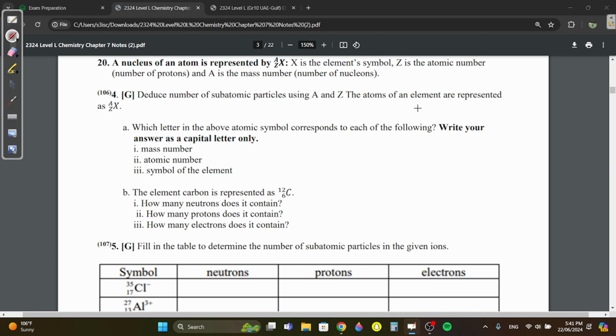Question 4. Deduce the number of subatomic particles using A and Z. The atoms of an element are represented as A, Z, X. Which letter in the above atomic symbol corresponds to the mass number? A. The atomic number, Z. The symbol of the element, obviously X. The element carbon is represented as this. How many neutrons does it contain? Neutrons is always the number up minus the number down, so 6. How many protons? The number down, which is 6. How many electrons? 6.